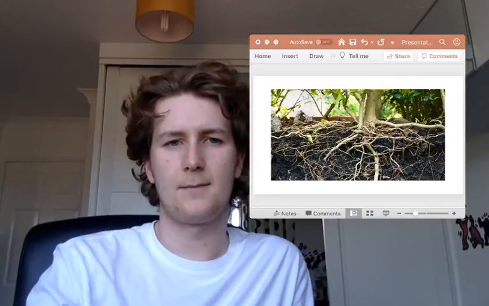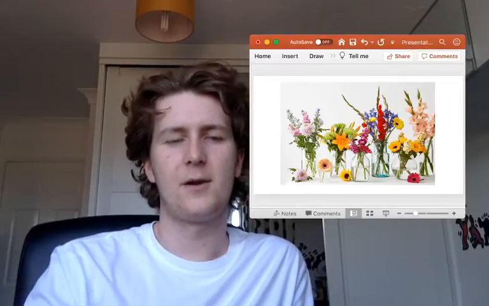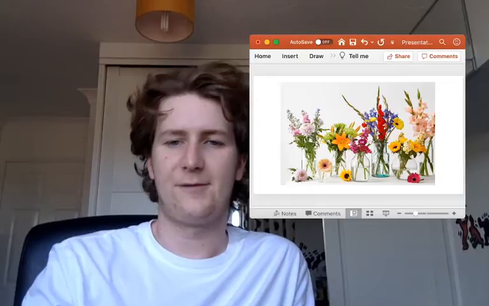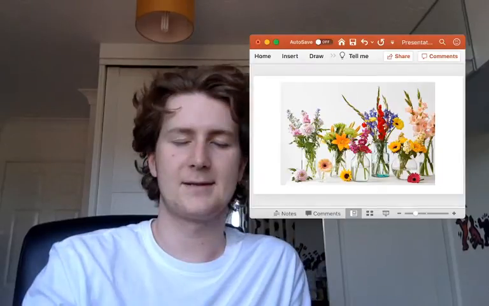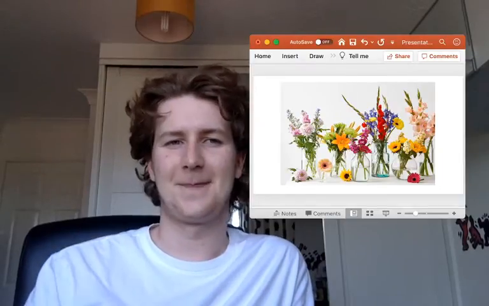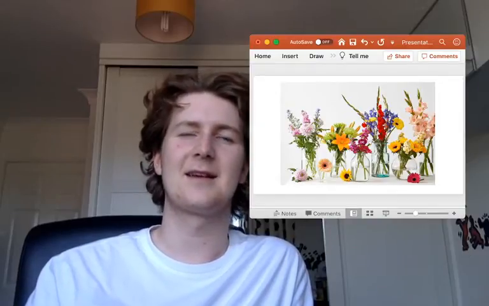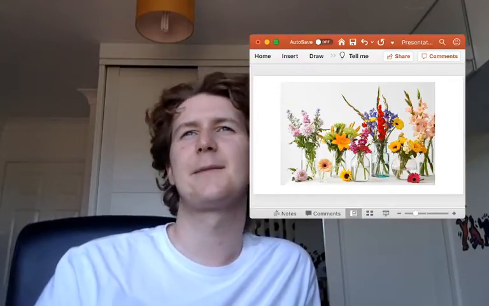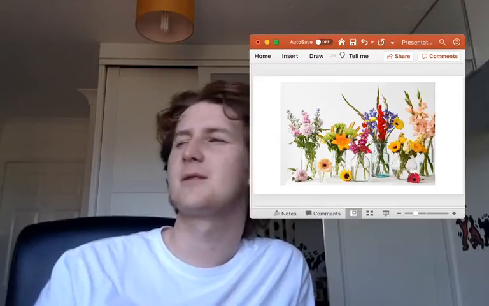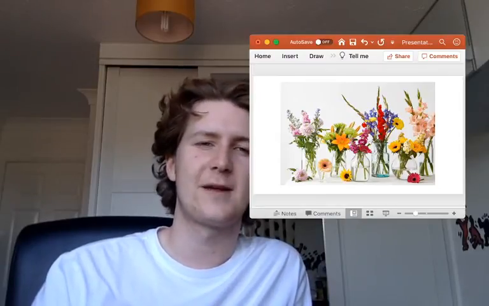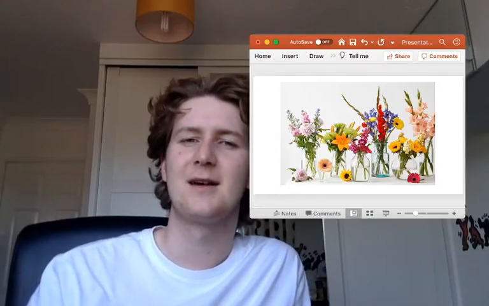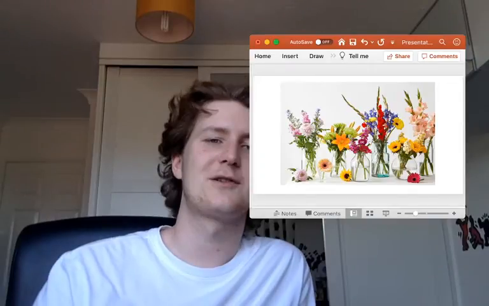Okie doke. Don't know if anyone knows that one. And these are flowers. Sorry, I didn't give you a chance to guess there. But yeah, that's what they are. So these are a bit different to plants, because I feel like a plant could be anything really that grows. It could be vegetables or whatever, but flowers specifically are things that are just there to sort of look pretty, really.